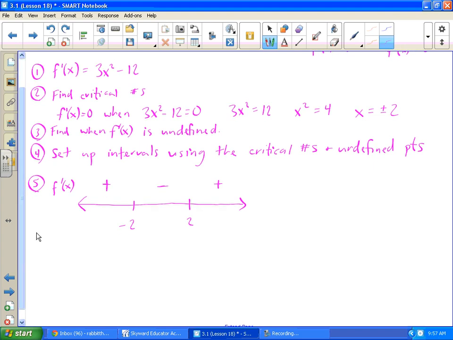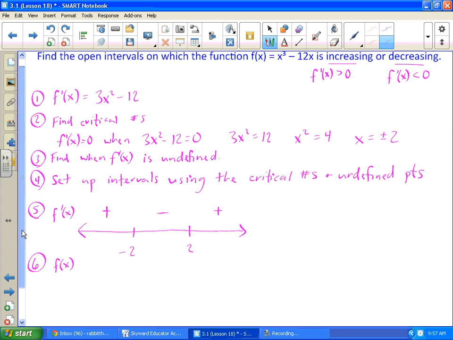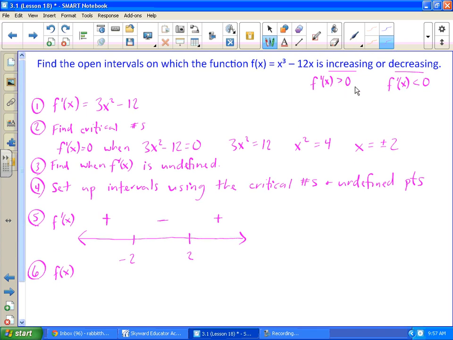So step 6 now is stating whether the function is increasing or decreasing. If the derivative is positive, what does that mean about my function? It's increasing, right? If the derivative is greater than 0, I know the function is increasing. So f of x, I'm going to say, is increasing here. What's it doing from -2 to 2? Decreasing. And what about 2 to infinity? Increasing. So any questions on that? And then you just have to go ahead and actually write it out for your answer.